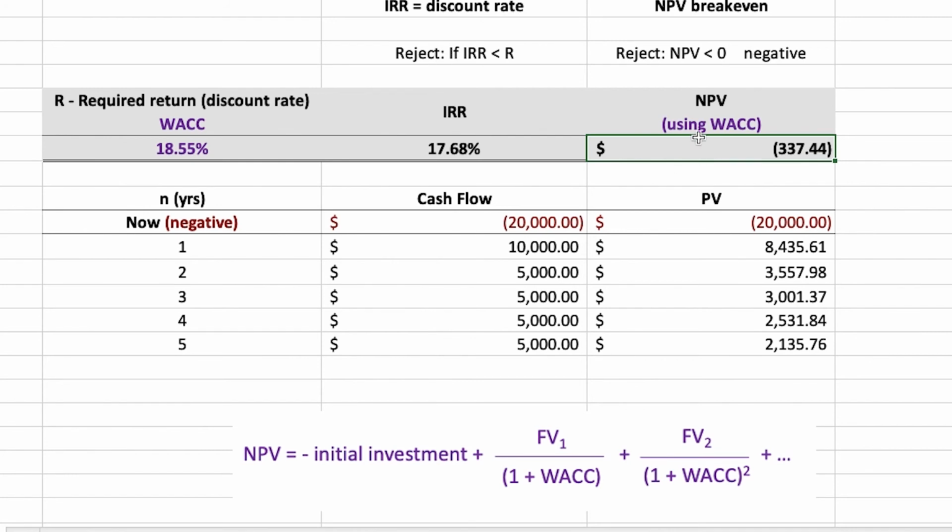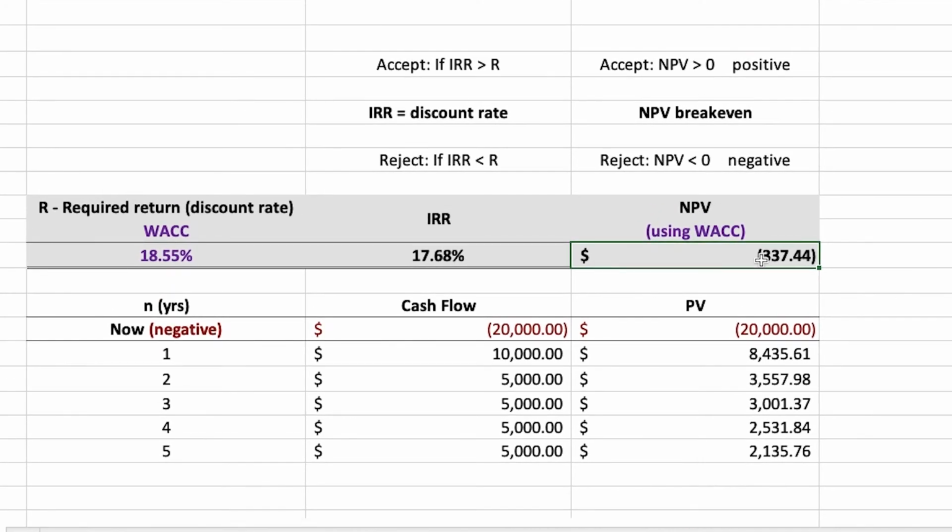$337. So this is very important because if the net present value is positive, we accept this project or we invest in this company. If the NPV is negative, then we would reject to invest. We can also do the same with internal rate of return. If the IRR is higher than required return, which is the WACC we calculated, then we accept the project or agree to invest in this company. But if the IRR is smaller than WACC, then we reject to invest. If IRR equals discount rate, the NPV must be equal to 0, and therefore it breaks even.